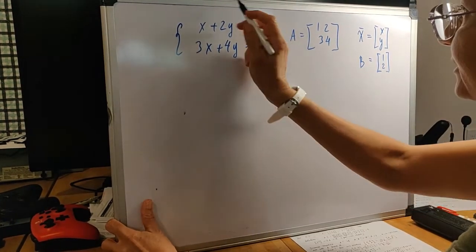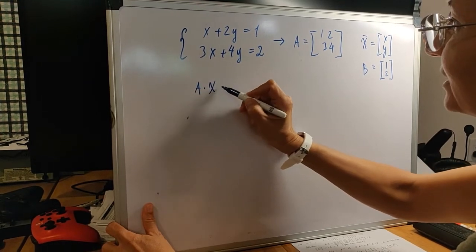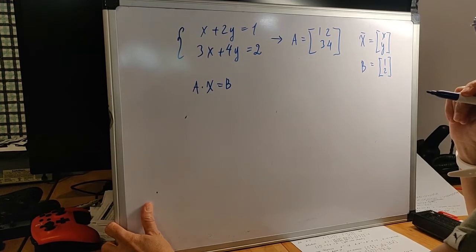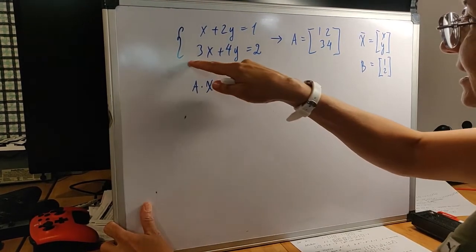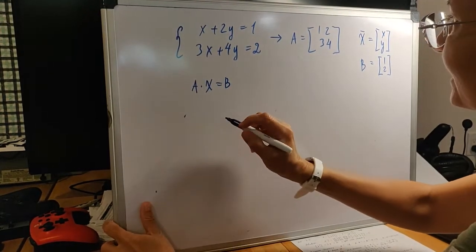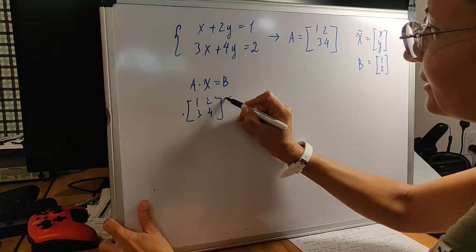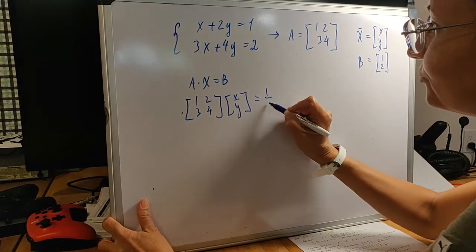Now, guys, what I can do is write this system in matrix form as A multiplied by x equals B. Is it going to work? Well, I'm going to show that this way is exactly what we have over here. I'm going to write down 1, 2, 3, 4, instead of x, x, y, and instead of B, 1, 2.